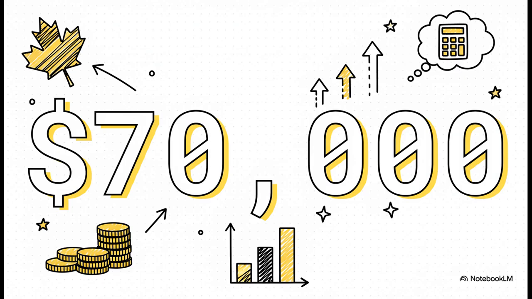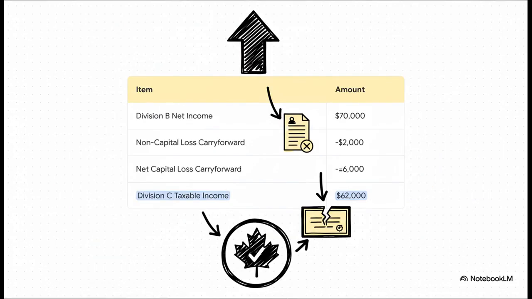This is a huge milestone in the calculation. It's this number that will now carry forward into Step 2. All right, on to Division C, where we determine her taxable income. We start with that $70,000 net income figure. Now we subtract other types of deductions.